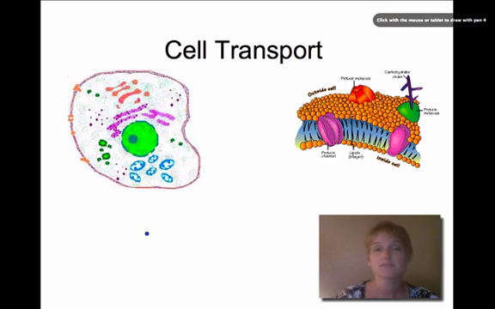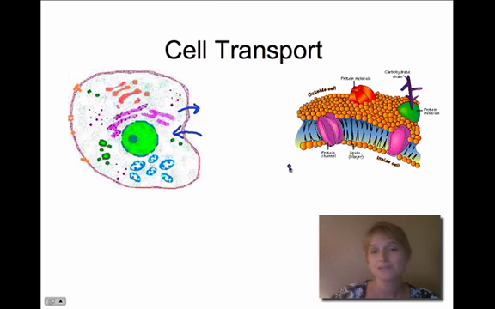This presentation is about cell transport. We're going to be talking about how substances get across the cell membrane so that the cell can either get waste products out or bring in things that it needs. As we saw before, this cell membrane is a little bit complicated, and it is kind of picky about what goes back and forth across it.